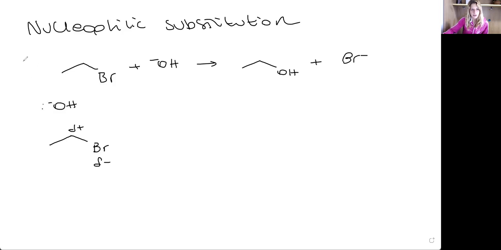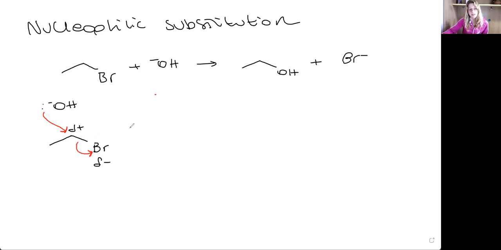So one important thing to consider is the direction of this attack, because it's called a backdoor attack, or it has to be on the opposite side of the bromine. Okay, so it can't be this direction. It has to be in the opposite direction. So there is a new bond formed between the oxygen and the carbon. And at some point, the carbon-bromine bond has to break.